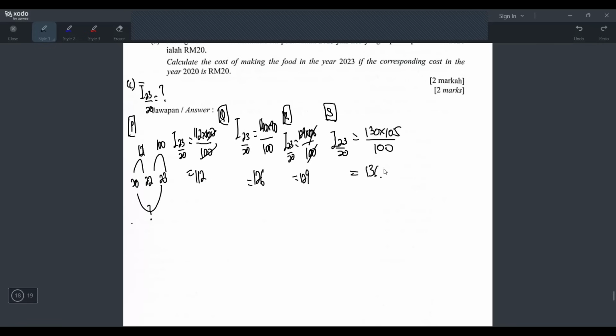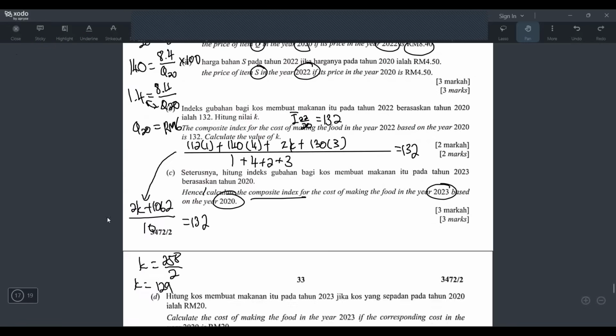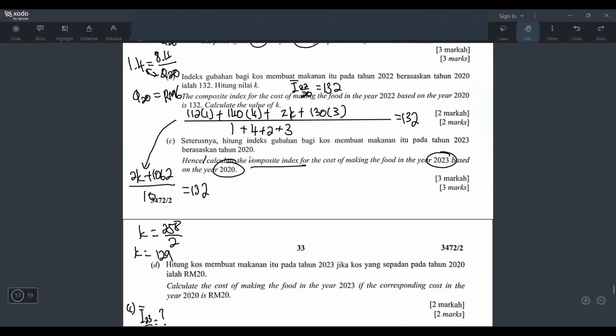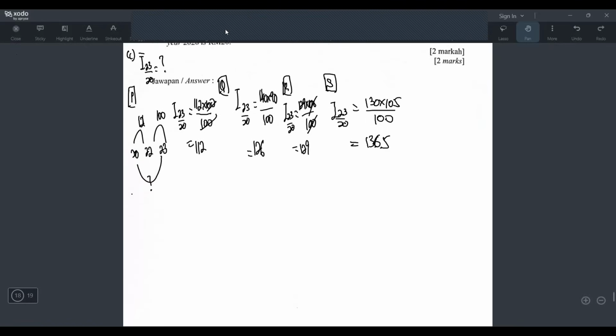So that's the I lah. And don't forget to write dekat sini also. Dekat sini pun kena tulis 136.5. And now finally we can find the composite index because the question asks us to find composite index for 2023 based on 2020. So now we can find lah.